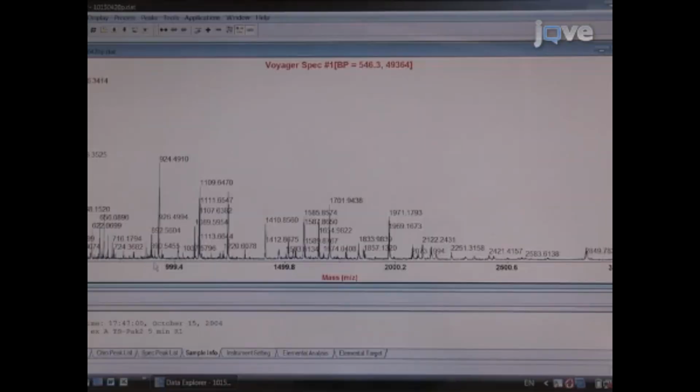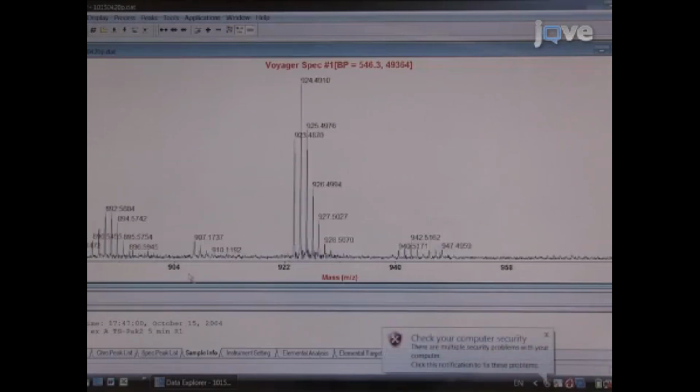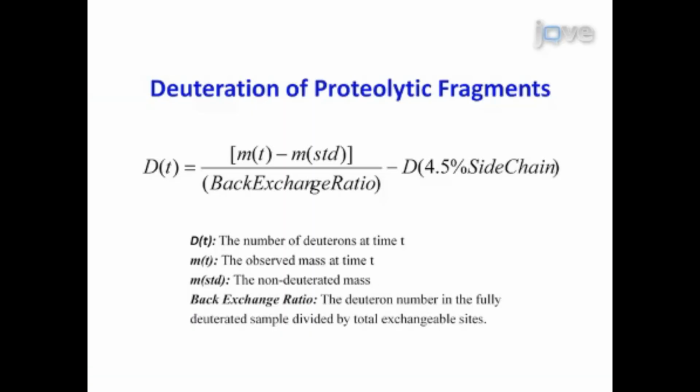Proceed to use the Data Explorer 4.0 computer program to calculate the deuteration of each fragment. Then calculate the back exchange based on the ratio of the actual incorporated deuteron number at 24 hours of hydrogen-deuterium exchange divided by all possible exchangeable sites, which are the backbone amides except the N-terminal amide.